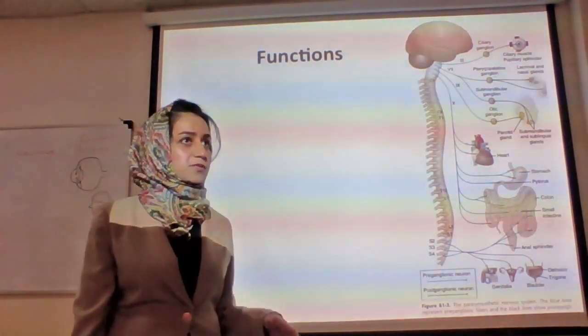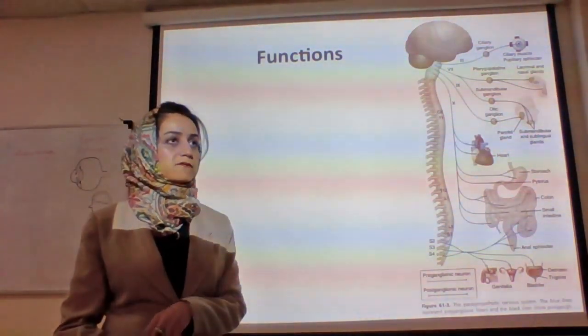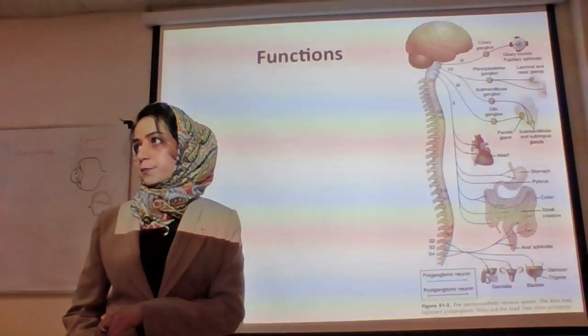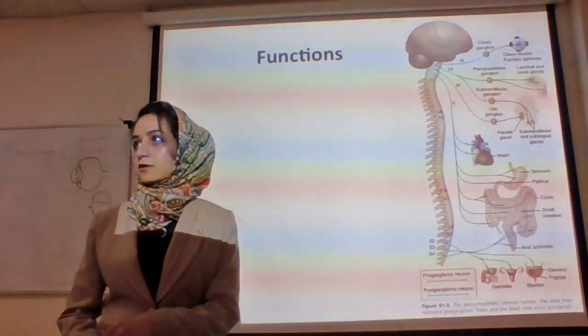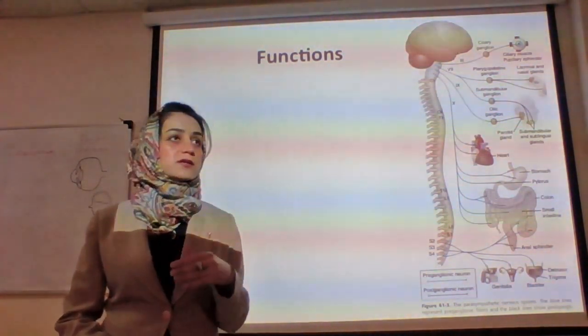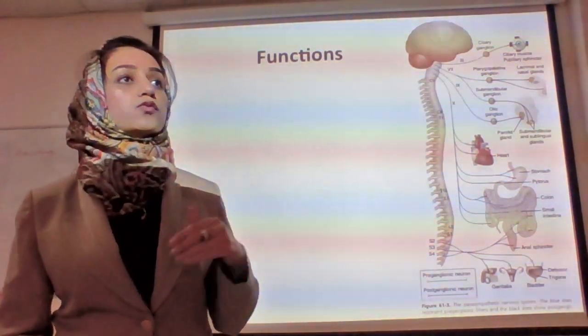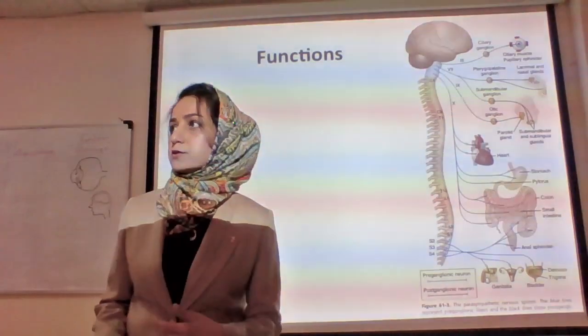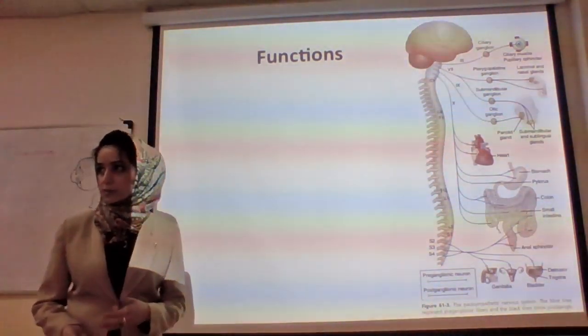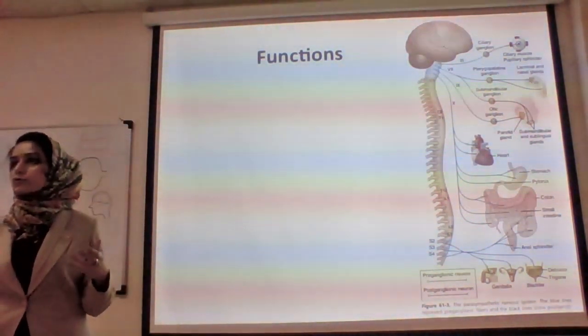But we said parasympathetic has no direct effect on sweating. As we said, the sweat glands are under the control of the sympathetic, but when we use a drug that is a cholinergic agonist, it also affects sweating, causing an increase in sweating.